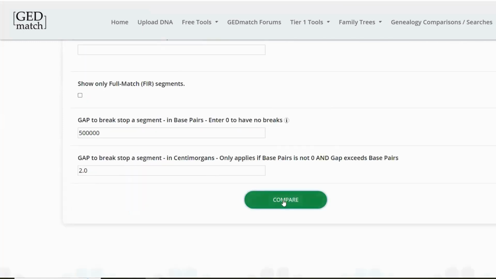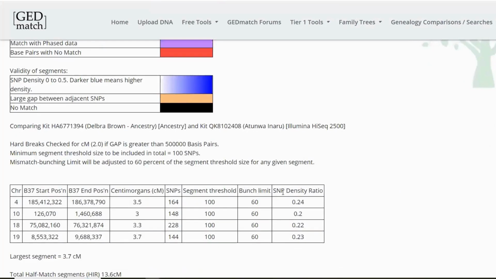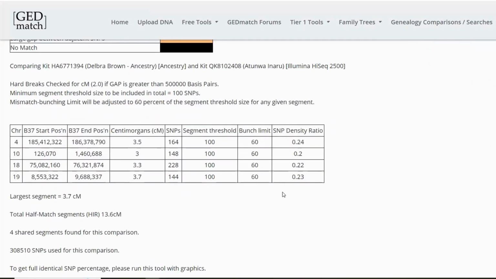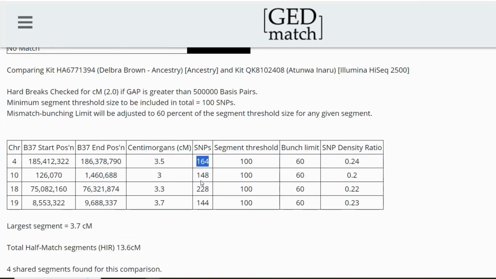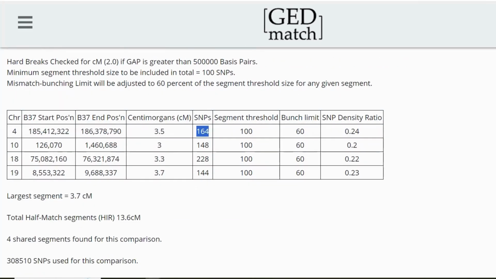Because I was noticing that people that matched me, we lowered it to 100, but look, all the SNPs are 164, 148, 228, 144. Those would not have shown up with 185. But those SNPs exist. You and Atuna Onaru share. Now, when we got jiggy with it, take your browser, take it back.